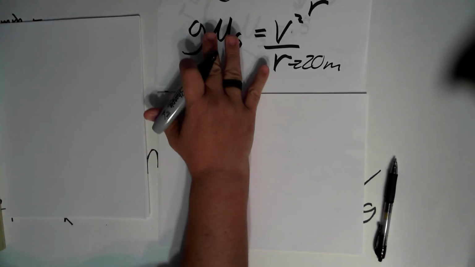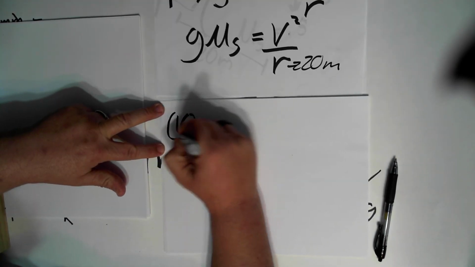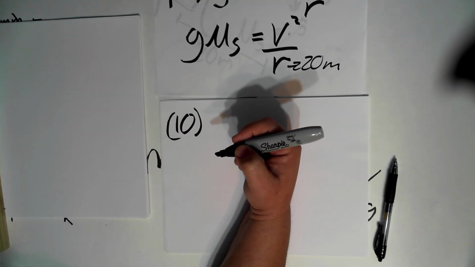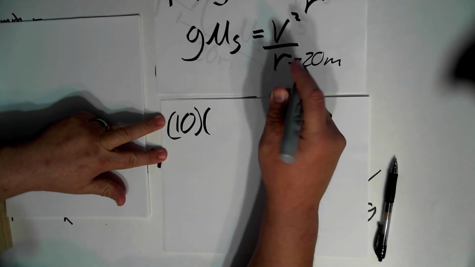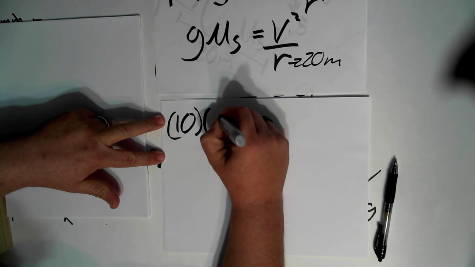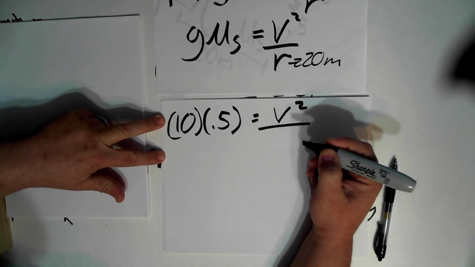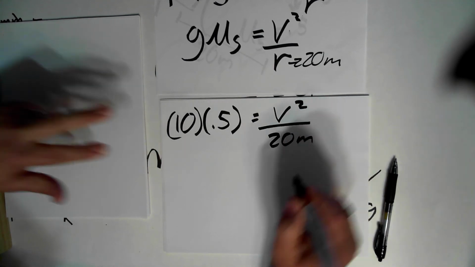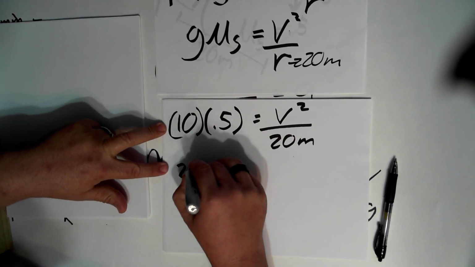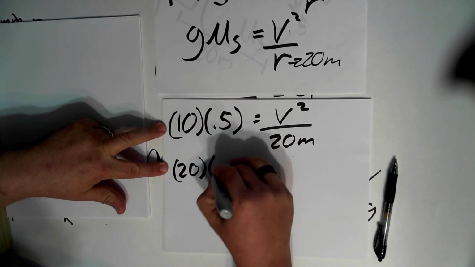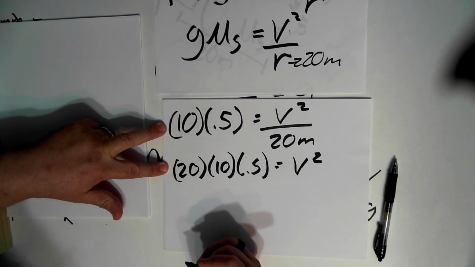So let's do that. First, g, my acceleration due to gravity, is about 10. We know it's 9.8, but for simplicity's sake, we're going to say it's about 10. We have the coefficient of friction, which I determined previously to be 0.5. That is equal to v squared over r, which in this case is 20 meters. I move the 20 over to the other side. I've got 20 times 10 times 0.5 is equal to v squared.